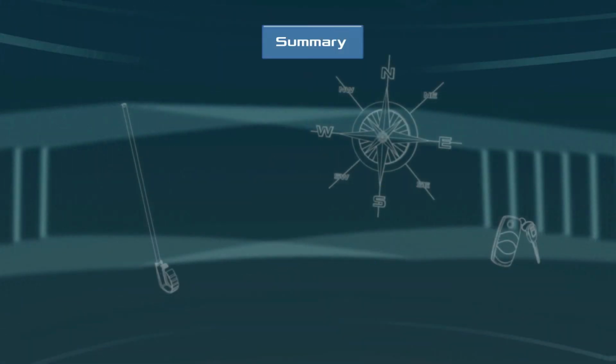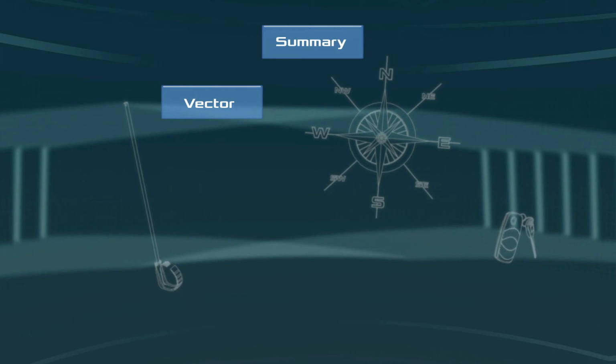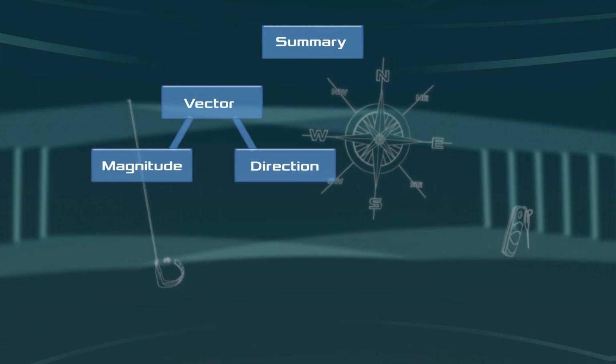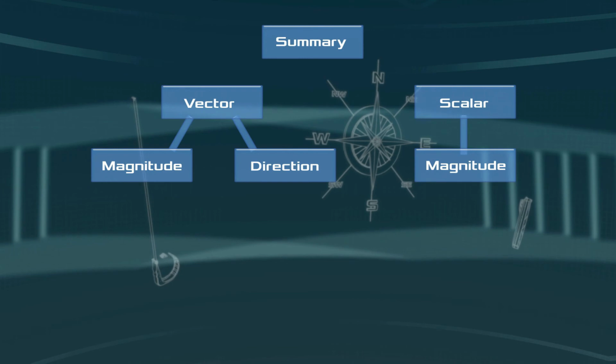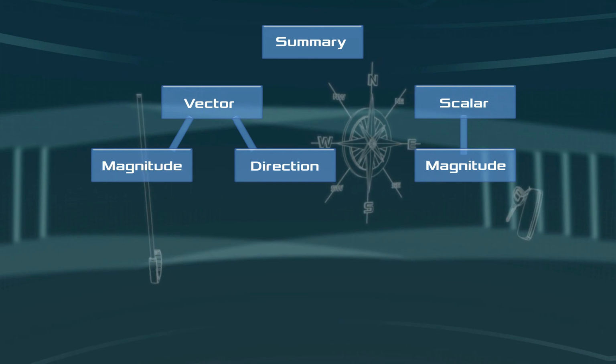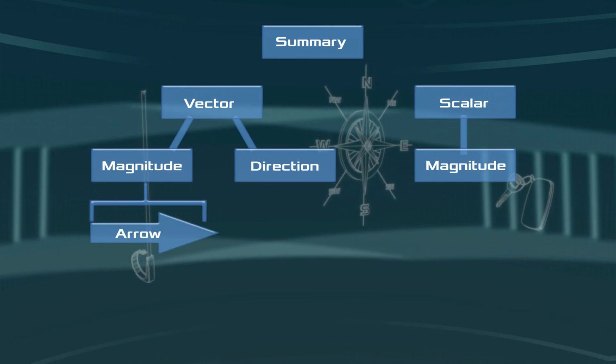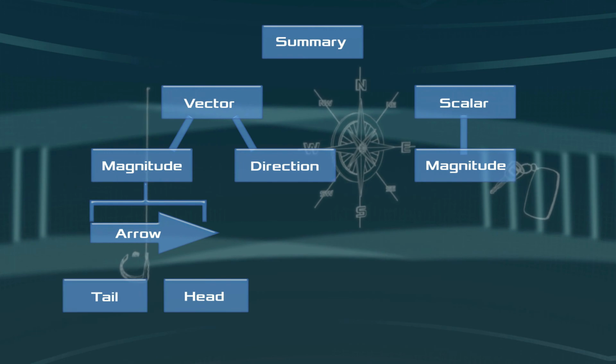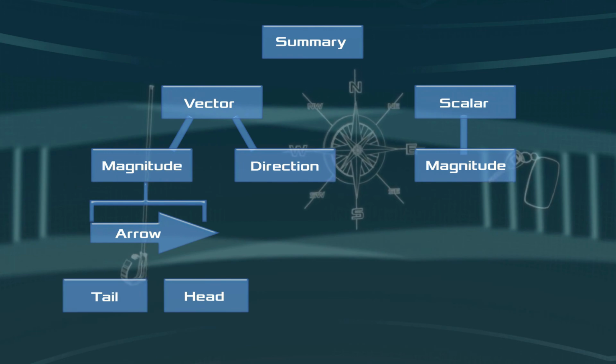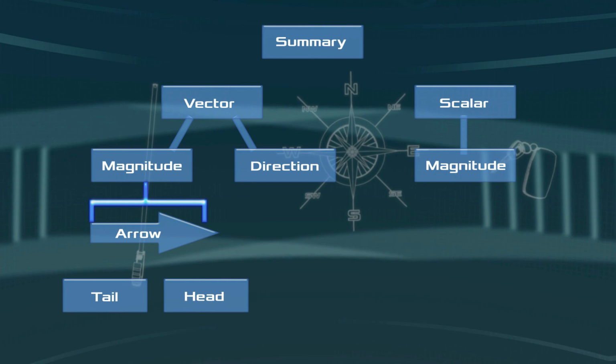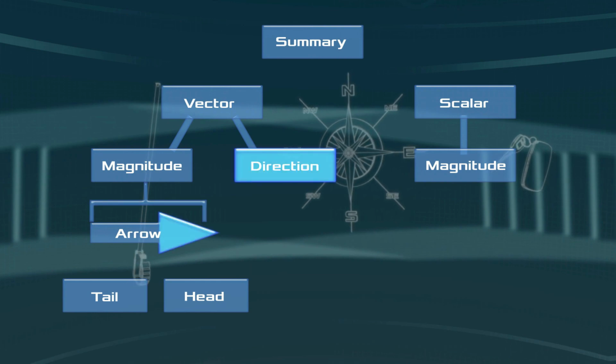In summary, vectors are quantities that need both a magnitude and a direction, while scalars need a magnitude only. Vectors can be represented using a scaled drawing of an arrow which has a head and a tail. The magnitude of the vector is represented by the length of the arrow, and the direction is shown by the arrowhead.